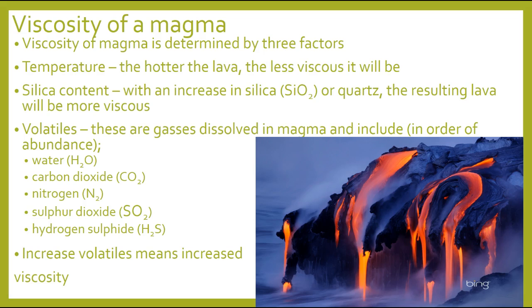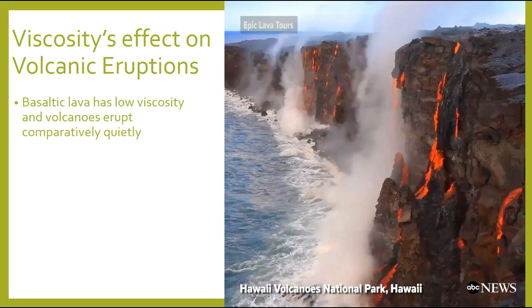All right, moving on to volatiles. These are gases that are dissolved in magma and can include water, carbon dioxide, nitrogen, sulfur dioxide, and hydrogen sulfide. Where you see an increase in volatiles, that means an increase in viscosity. Okay, so viscosity does have an effect on volcanic eruptions. Basaltic lava has very low viscosity, and volcanoes tend to erupt relatively quietly.